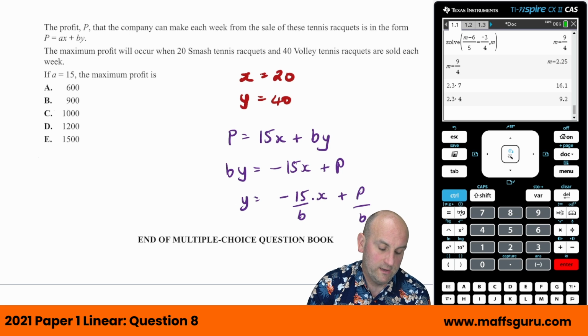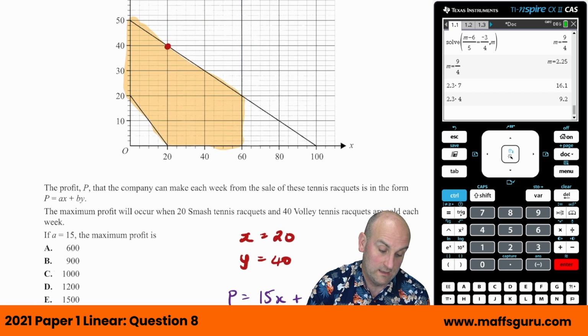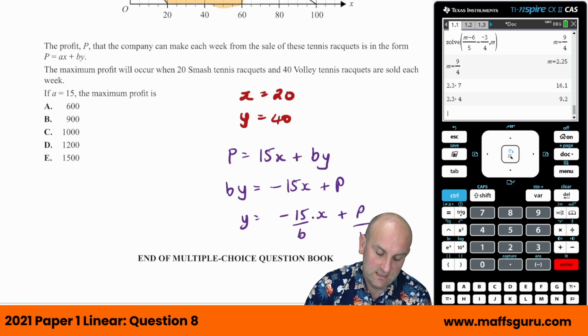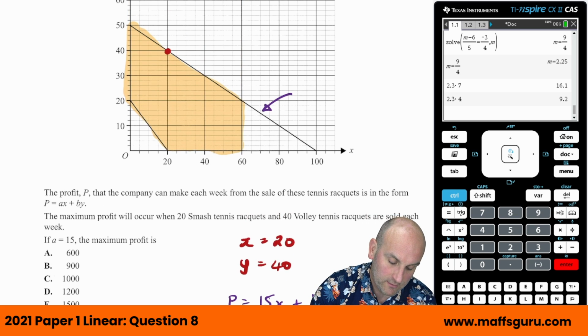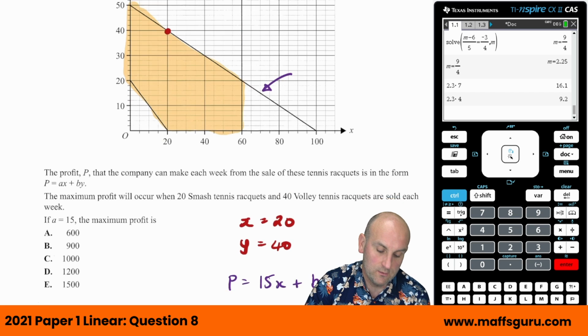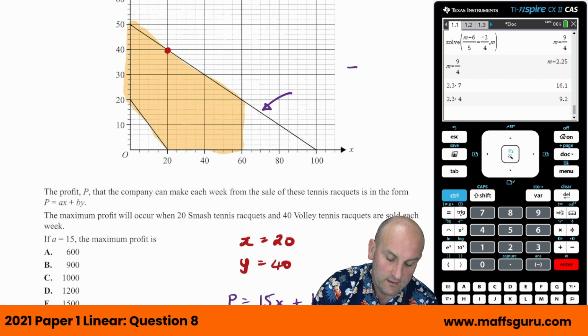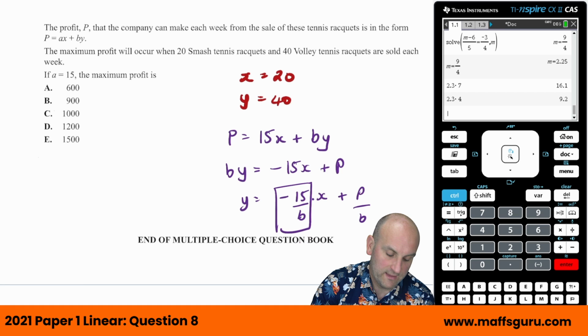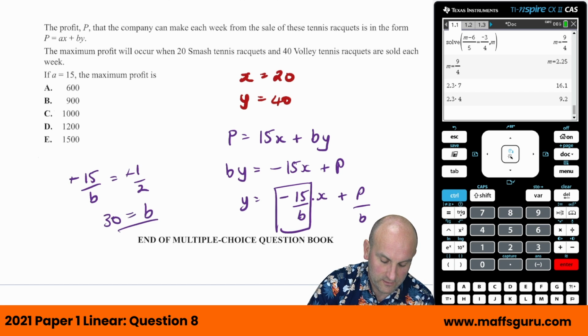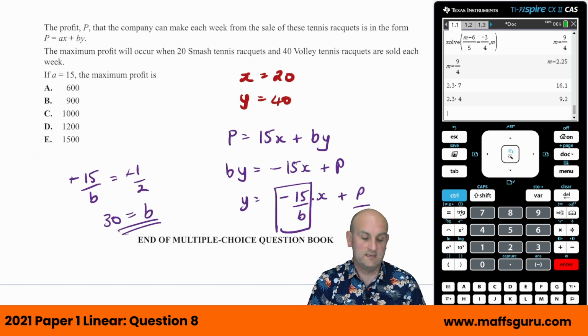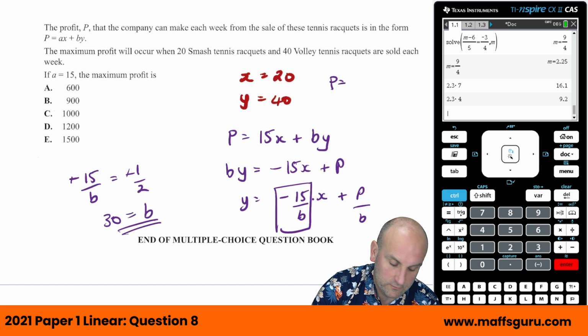Right, well, because that point lies on my maximum profit function, or it lies on a line, then I can actually find the value of B, because the gradient of that line there must equal the gradient of this line here. Okay, so we know the gradient of that is equal to minus 50 on 100, which is minus a half. So therefore, we know that minus 15 on B is equal to minus a half. The minus signs cancel, so B becomes equal to 30. Well, now that I know B is 30, my profit function now becomes equal to 15X plus 30Y.